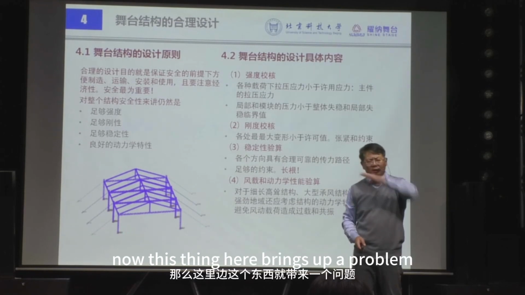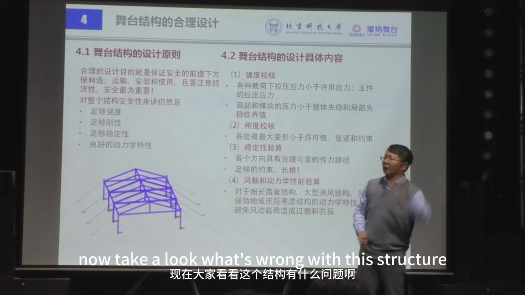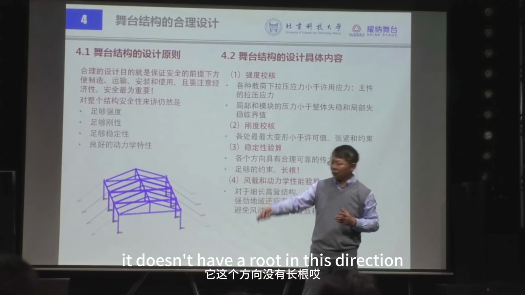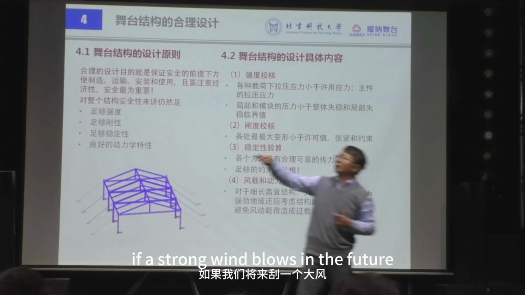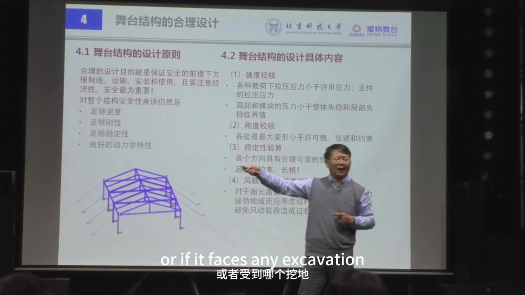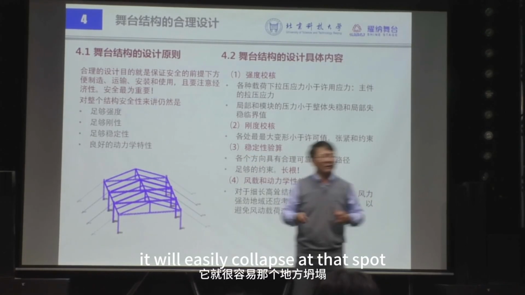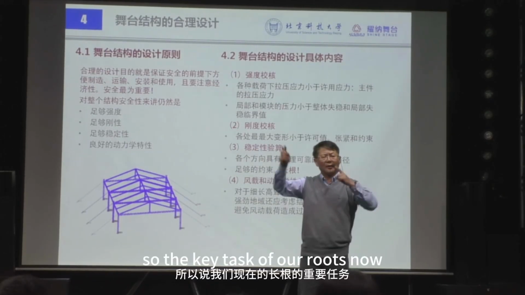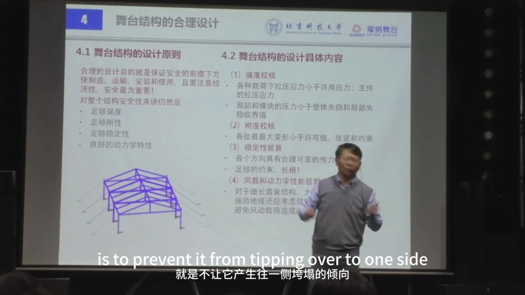Now this thing here brings up a problem. Now take a look. What's wrong with this structure? It doesn't have a root in this direction. That makes it very easy, if a strong wind blows in the future, or if it faces any excavation, it will easily collapse at that spot. So the key task of our roots now is to prevent it from tipping over to one side.